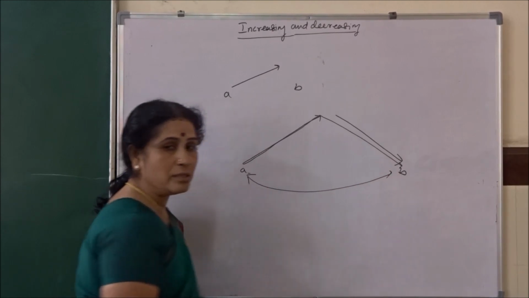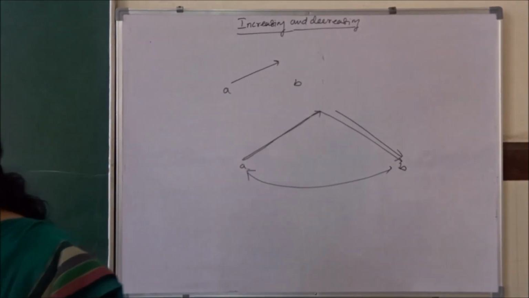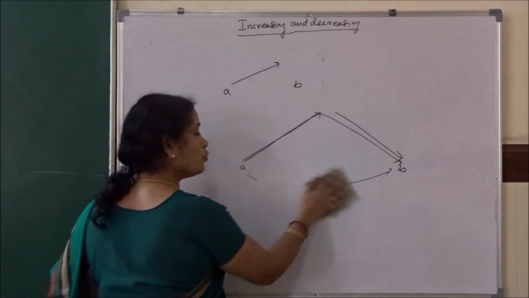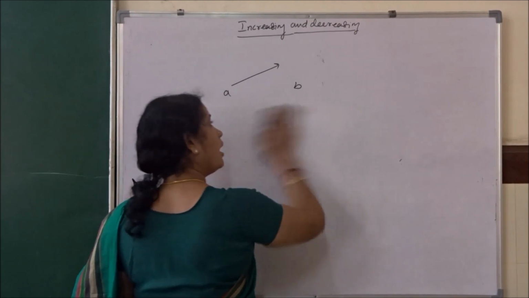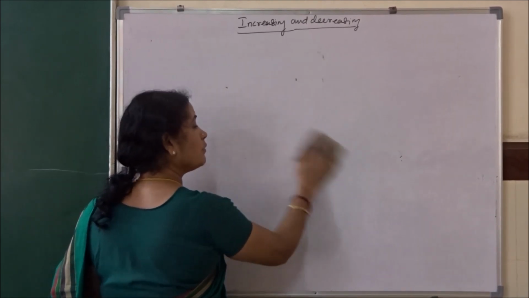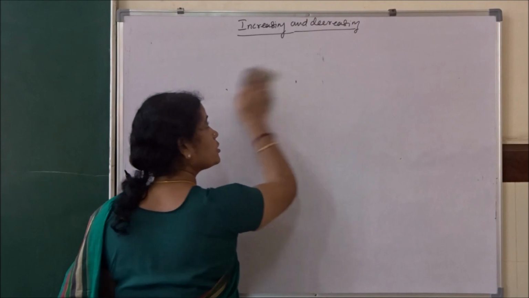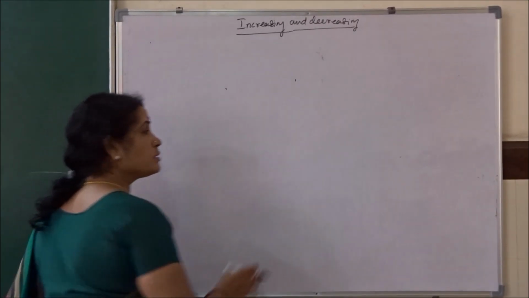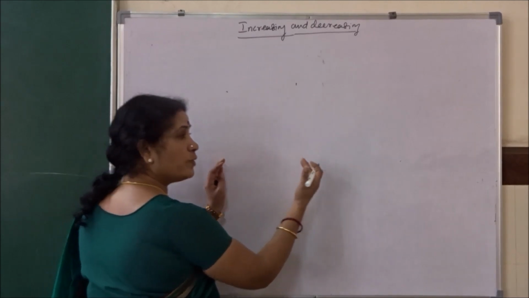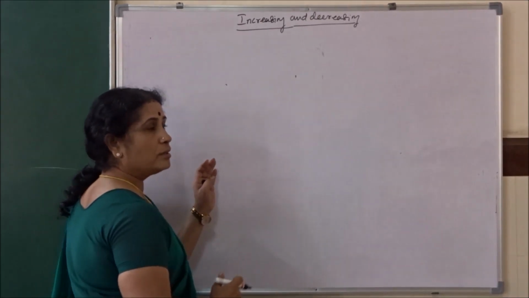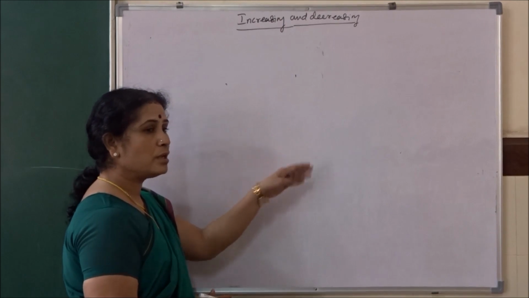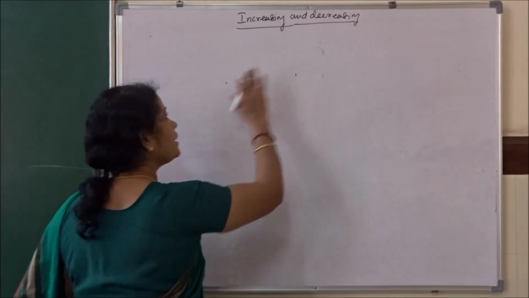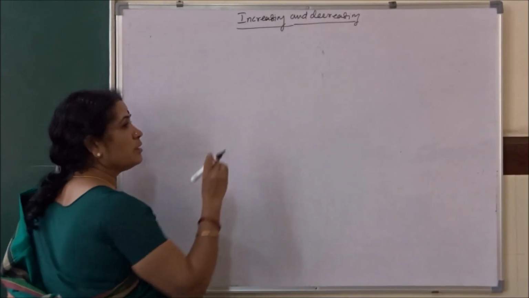Clear to you? Increasing means that between the given interval, the derivative f dash of x should be positive. And decreasing means the derivative f dash of x must be negative. So then we say increasing, decreasing. Suppose if there is any fluctuation between the given interval, then we say the function is neither increasing nor decreasing. Clear? Now let us begin: what is increasing, what is decreasing.